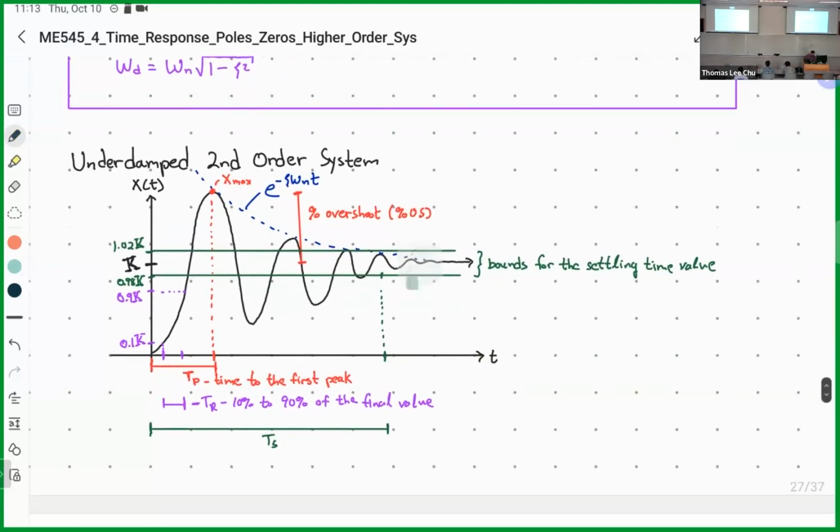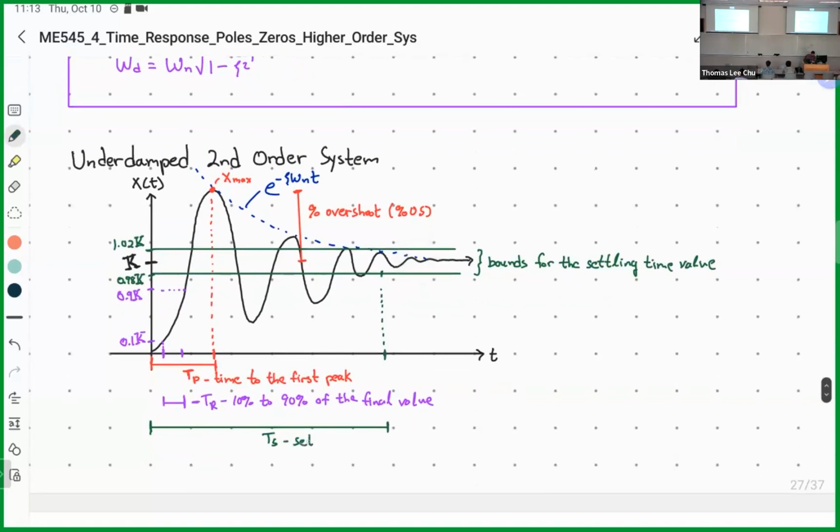I'll put one more definition. This is settling time. We want to be plus or minus 2% of the final value. And there are equations for some of these, and for other definitions, there are correlations, and I will show you that on the next page, and then we'll wrap it up for today's lecture.